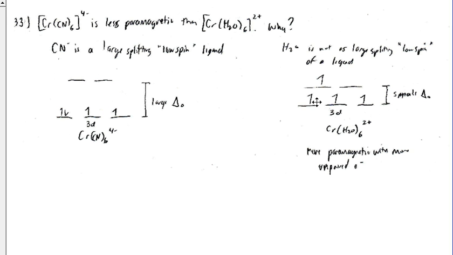And with a small splitting energy, the electron that was in this position right here in the cyanide-containing compound from the central metal cation will actually get to advance into the higher d sublevel in the water-containing chromium complex ion. So overall, having more unpaired electrons means more paramagnetic, which is why the water-containing substance with chromium is the more paramagnetic one.